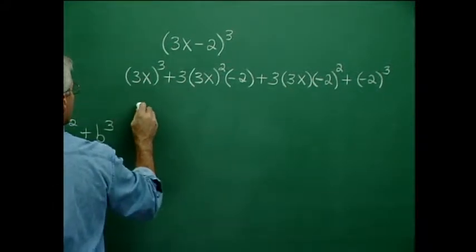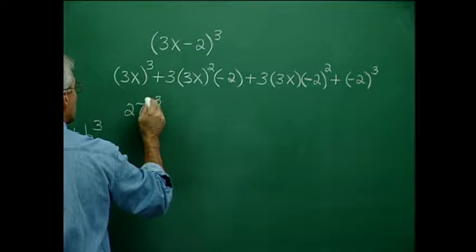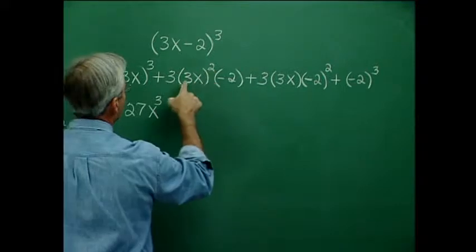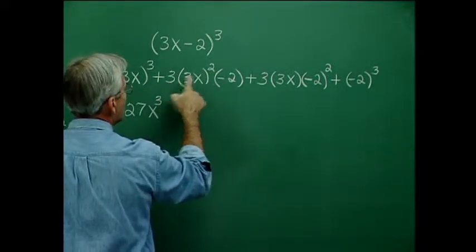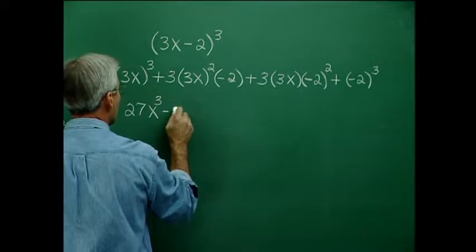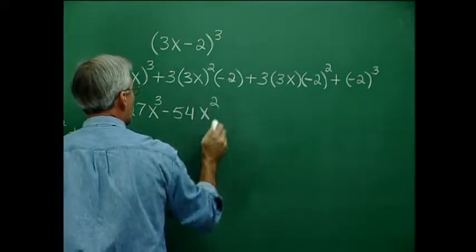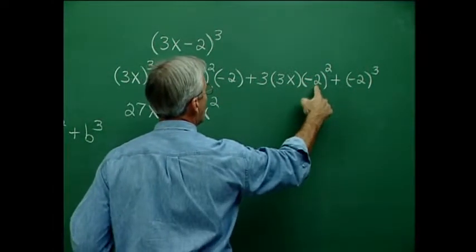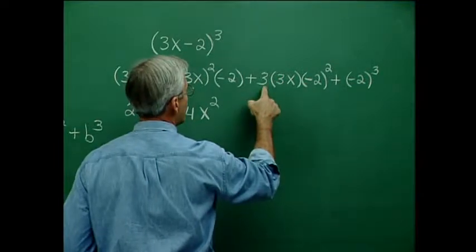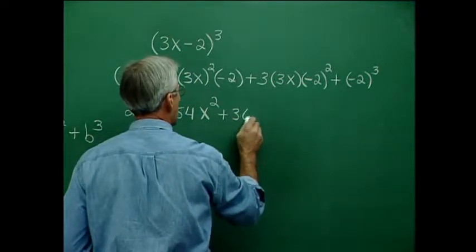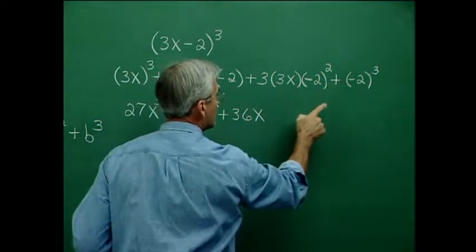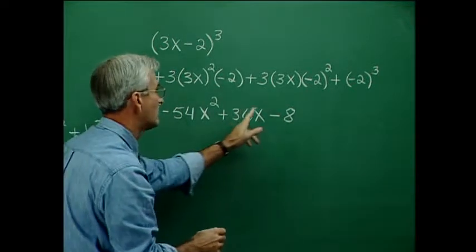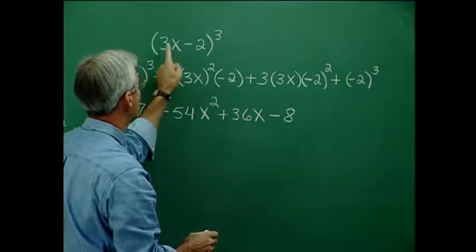All right, let's go back through and evaluate a bit. Cubing here, we're cubing 3 to get 27, and then x is cubed. Now let's see, can we do all of these at one time? Maybe we can. We're squaring the 3 to give 9. 9 times 3 is 27, times minus 2. That's minus 54x squared. And then in this one, we're squaring the negative 2. That gives 4. 4 times 3, 12, times 3, 36. So we have 36x. And then here we're cubing the negative 2, and that's minus 8. Now, notice the alternating sign pattern, plus, minus, when we have a difference that's being cubed.